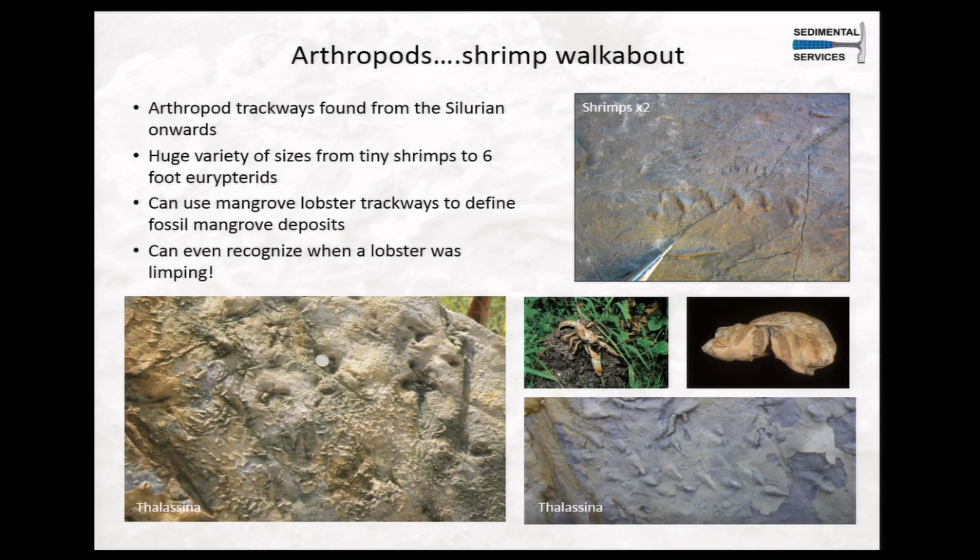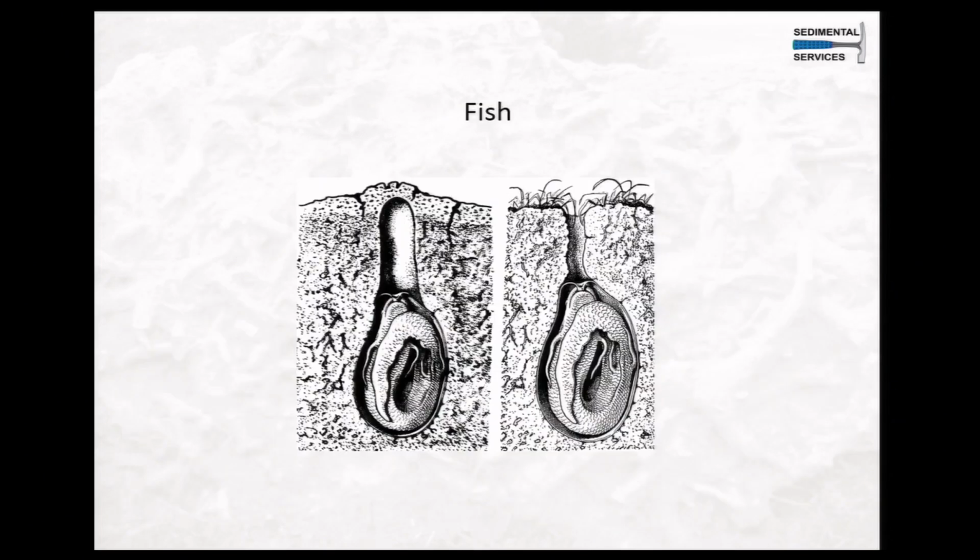And I zoomed in on this one print here because this is a print showing a lobster with a limp. So here's one of his or her legs, on the sets of legs on one side, but on the other side, this animal clearly had a bit of a limp. So we can't just tell that there were animals walking through here, we can even tell about the health of the animal from the trace fossils.